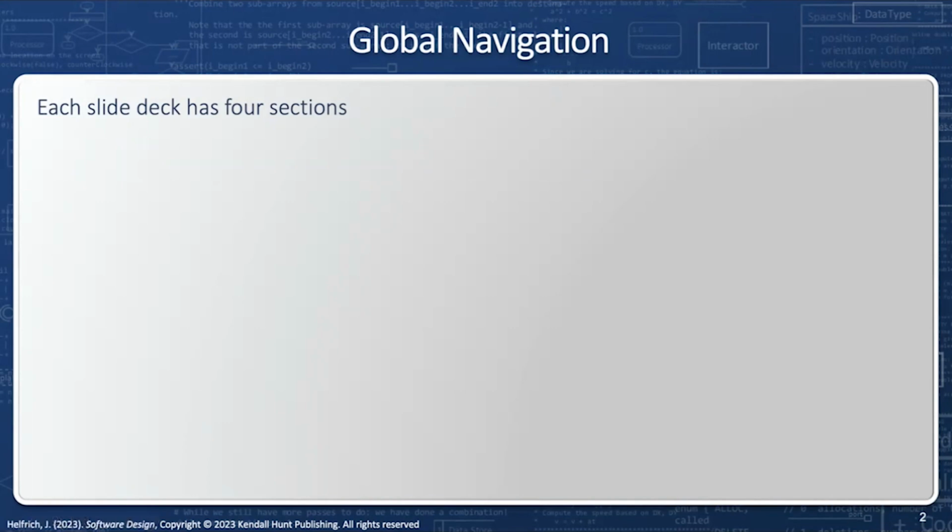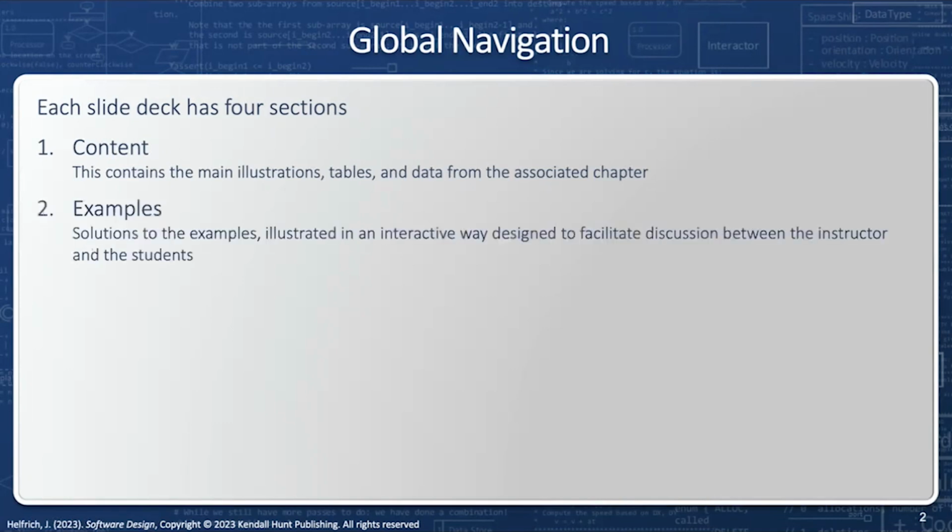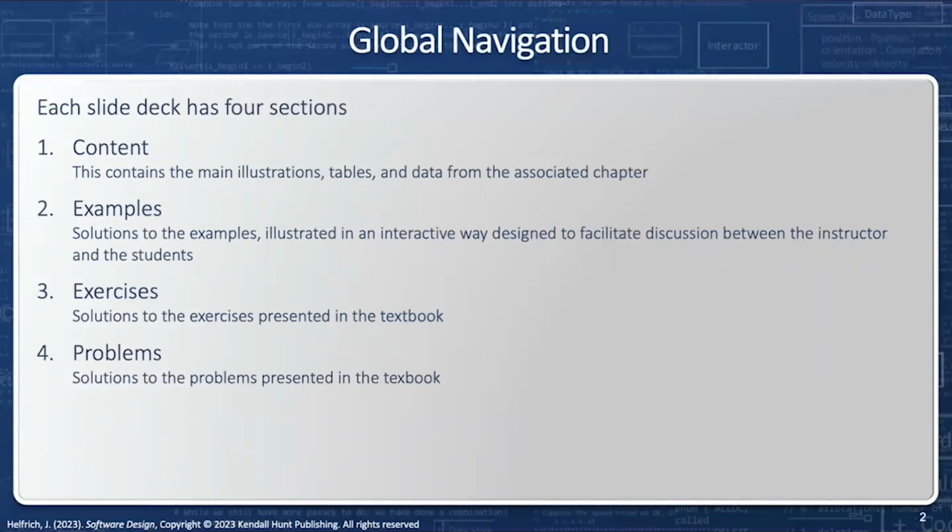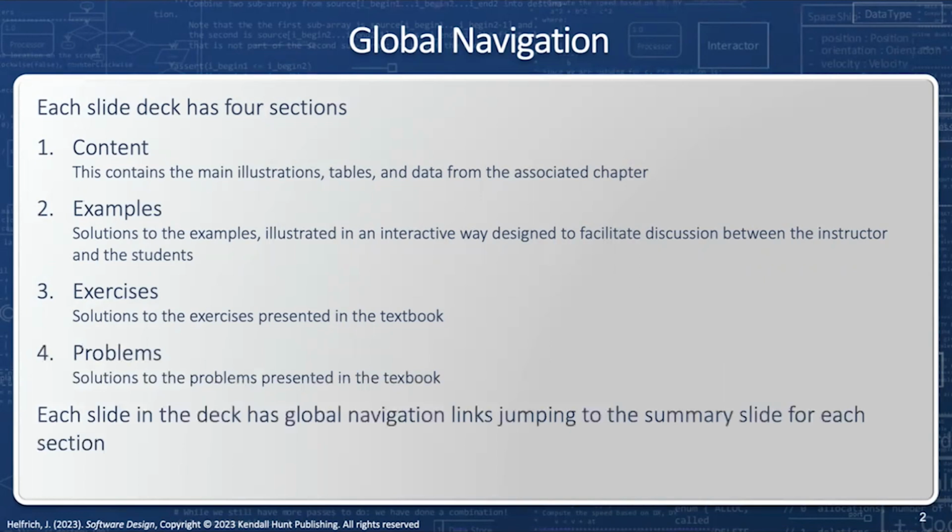Each slide has global navigation features, and these features allow you to jump to each of the four sections. The first section is content. This contains the main illustrations, tables, and data from the associated chapter. The next is solutions to examples illustrated in an interactive way, designed to facilitate discussion between the instructor and the students. There are solutions to the exercises as presented in the textbook and solutions to the problems as presented in the textbook. Each slide in the deck has global navigation links, jumping to the summary slide for each section.